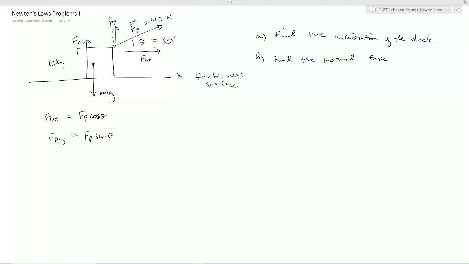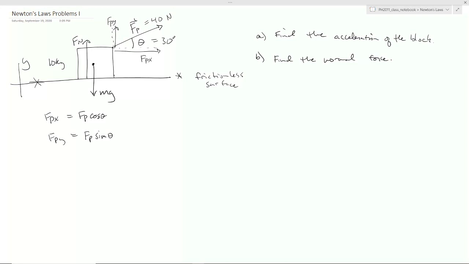And remember, you can convince yourself, or check yourself with this. Imagine that this angle theta gets smaller and smaller. In that case, the pulling force would be totally along the x direction. Forgot to put my coordinate system in. If it's along the x direction, that means that Fpx should have the same magnitude as Fp, the pulling force. And what trig function would give you 1 as the angle gets small? Well, that would be the cosine. So you can use that technique to check and get confidence that your trig functions are set up correctly.